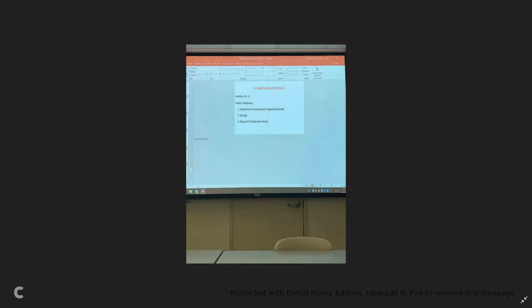Radioactive materials, the major categories: inspection of incoming and outgoing materials, storage and disposal of radioactive waste. Inspection of incoming and outgoing materials can be found in Chapter 13 of Mettler. The shipping labels, measurement of exposure rates, measurement of surface contamination, and removable contamination trigger levels. When a package is received, how soon must it be monitored? Within 3 hours of being received or within 3 hours of the next business day?